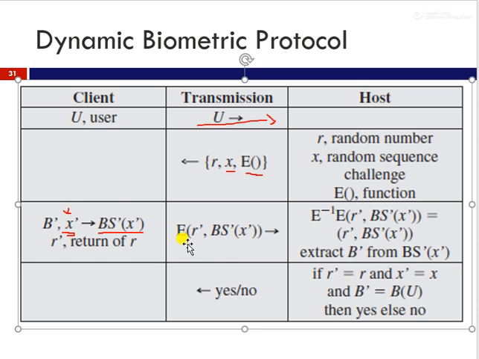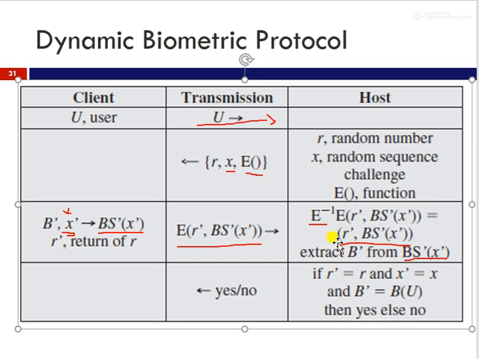Then the client will create this message: the random number and the biometric signal of X dash are encrypted and sent back to the host. The host will decrypt it and retrieve this information, and then the host will extract the biometric template of this user from this BS-X biometric signal, and then the host will perform these three comparisons.